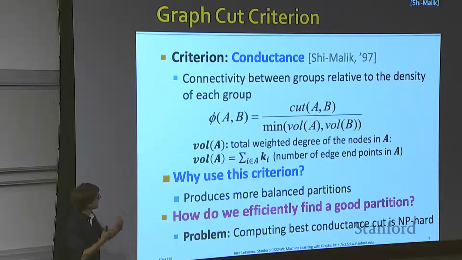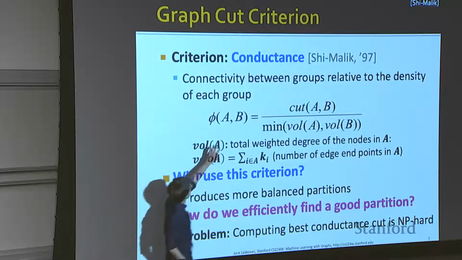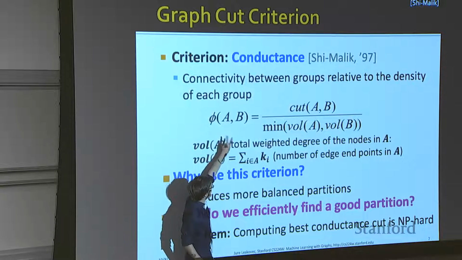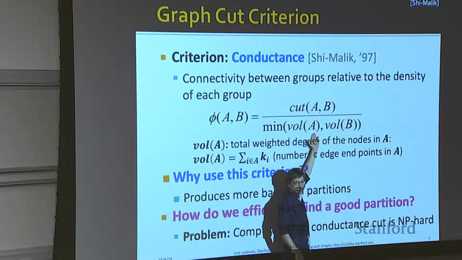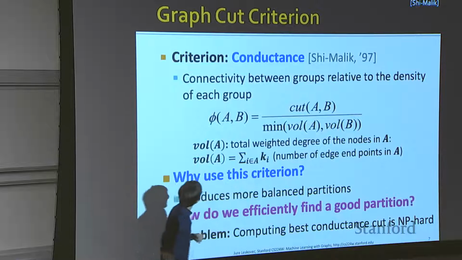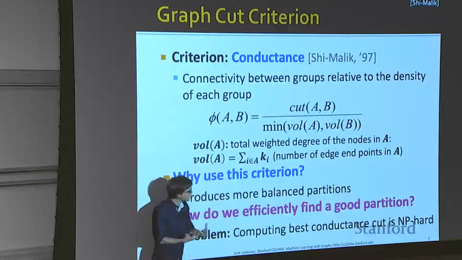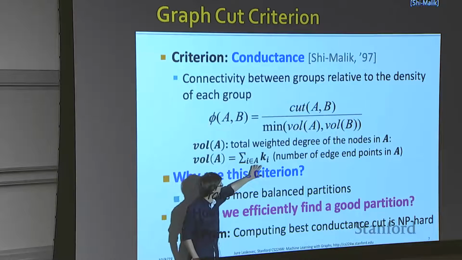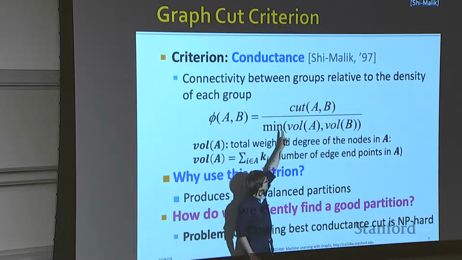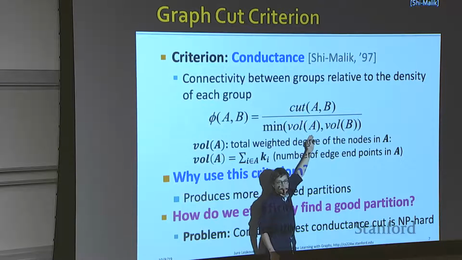Conductance between a pair of groups is kind of their density, the size of the cut relative to the density of both groups. So you say the conductance of sets A and B is the size of the cut divided by the volume, okay? And volume is the total weighted degree of the nodes inside a given set. So volume is simply a sum of the node degrees of the nodes that are in A. So here we are saying how many edges do we cut divided by the volume we get.